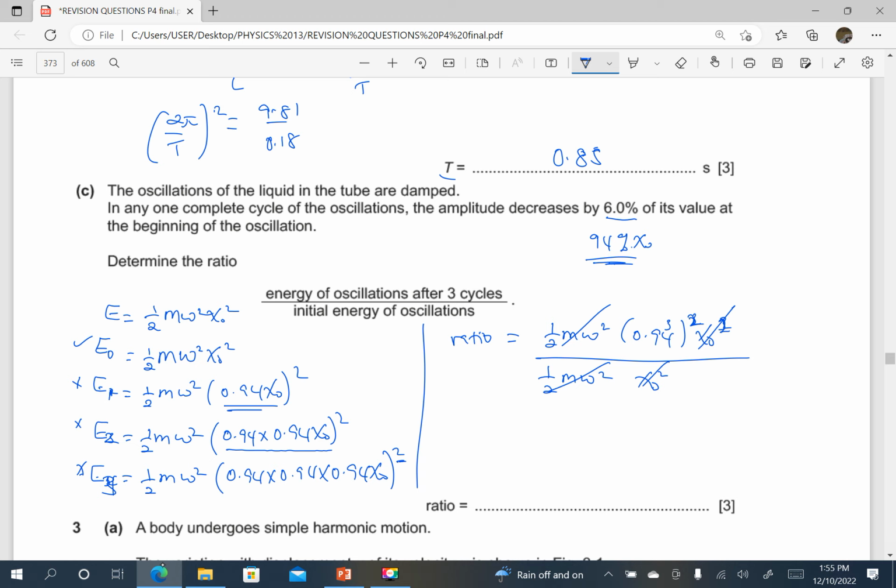So I have 0.83. I now square it. So that is squared. And this is giving me 0.6899, or approximately 0.69. Yeah. So this is 0.94 power 3. That is this power here. But again, there is a square here. So that is 0.69.